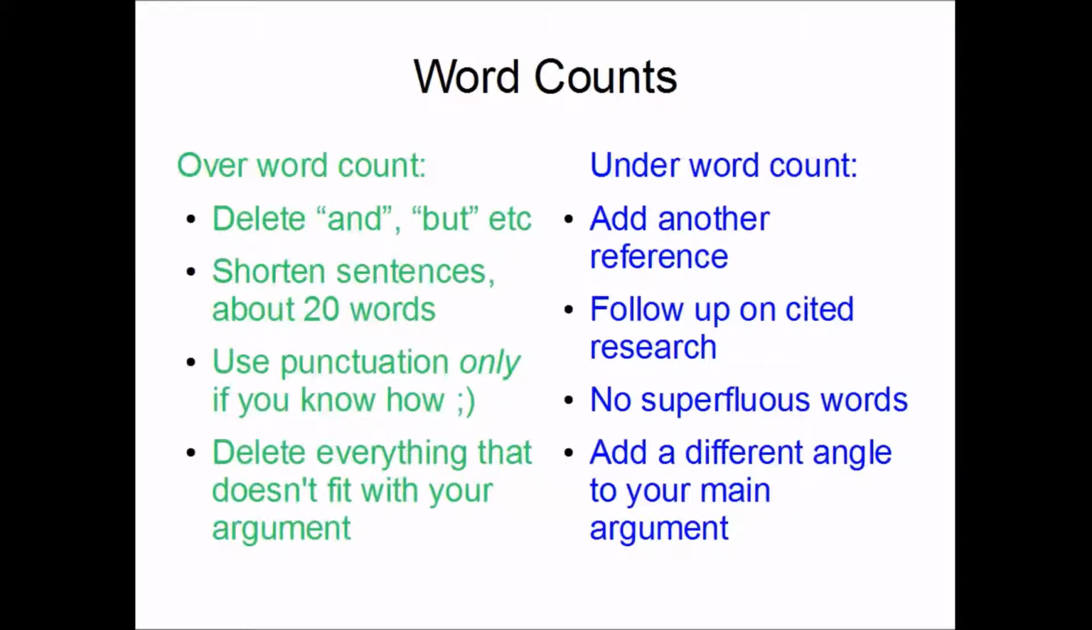A general rule is to use the word count on your writing program and stick to it, but don't include the reference list. If you're over the word count, cut out all the superfluous words such as and or but. Shorten sentences to about 20 words each. Use punctuation, but only if you know how to use it correctly. Semicolons aren't just for winky faces, you know.